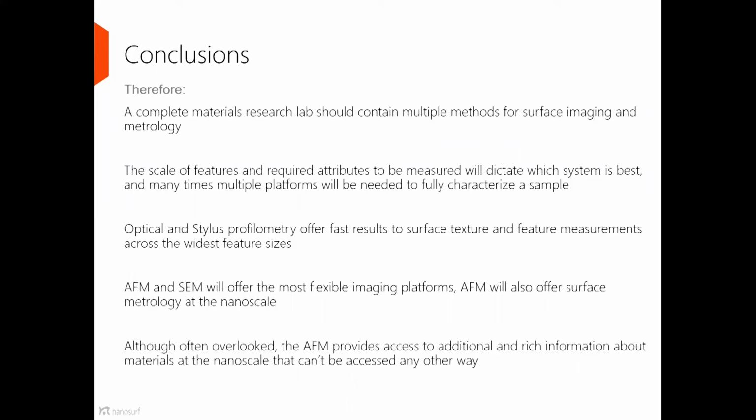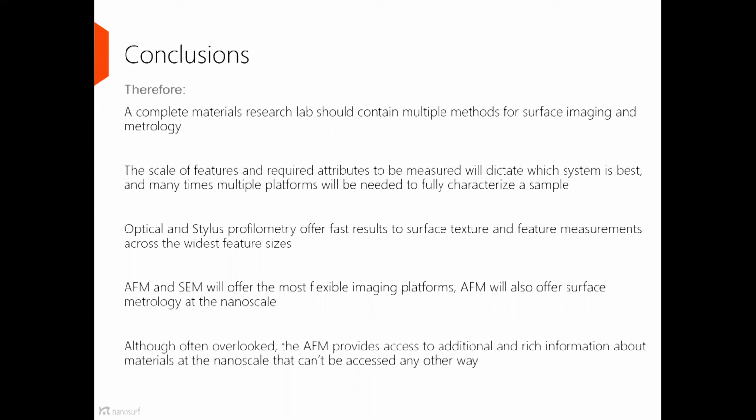The scale of the features that we require to measure will dictate which system is best. But again, like I said, oftentimes multiple platforms will be needed. Stylus and optical profilometry will offer fast results to surface texture and feature measurements across a very wide variety of sizes. But AFM and SEM will actually offer a much more flexible imaging platform than those other two, based on the scales and the other things you're able to do with them, mechanical or chemical analysis.